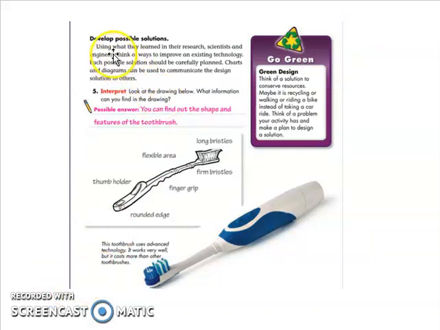After doing research, we will develop a possible solution. So we will do problem solving here. Using what they learn in the research, scientists and engineers think of ways to improve existing technology. So we have here a technology. A regular toothbrush is a form of technology. This is a regular toothbrush, right?